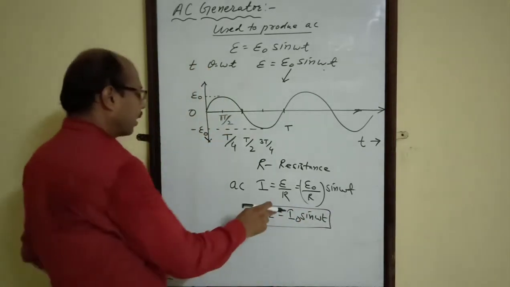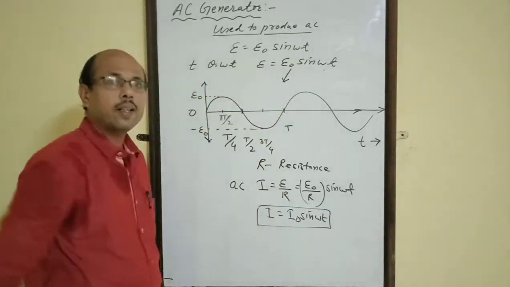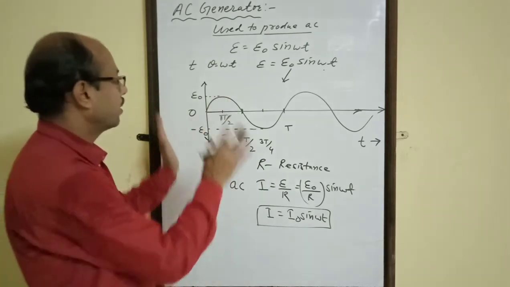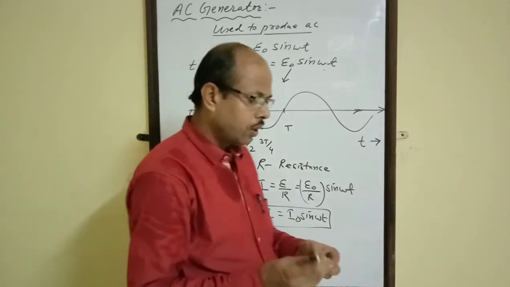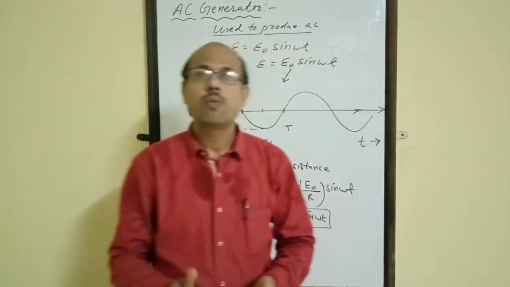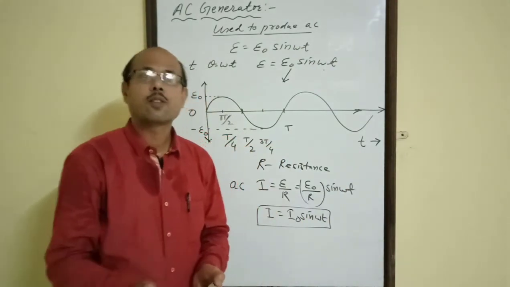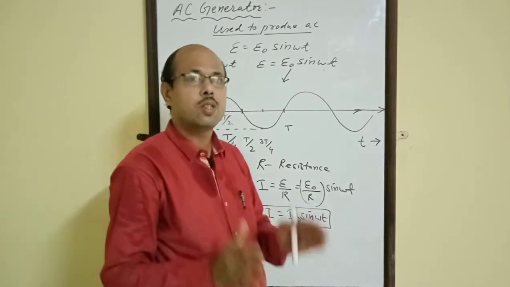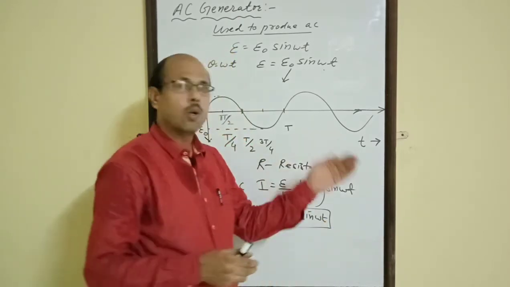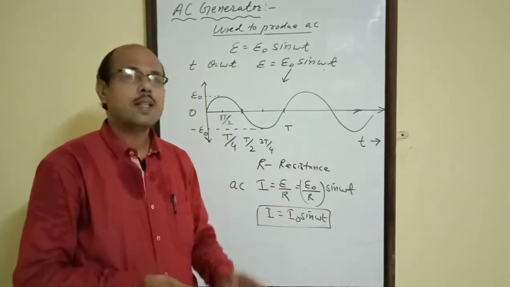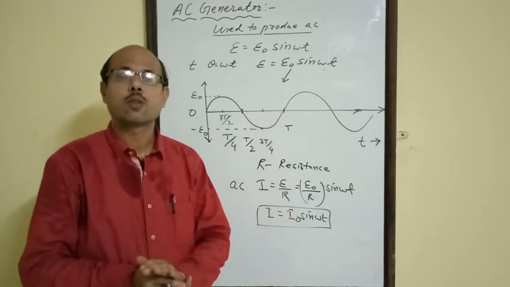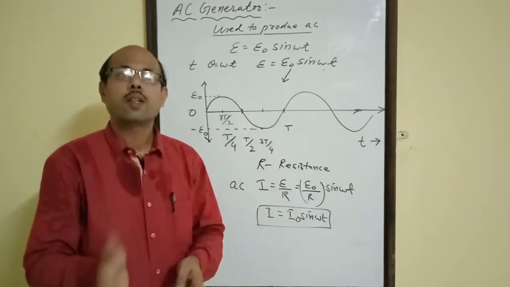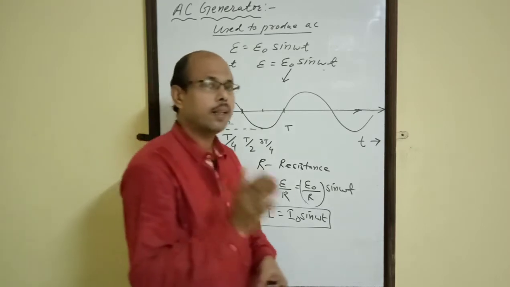So this is alternating current, this is alternating EMF. And when summarizing this topic, what is the basic principle of AC generator? Electromagnetic induction. AC generator is a device which is used to produce alternating current. It is based on the phenomena of electromagnetic induction, or we can say Faraday's law of electromagnetic induction.